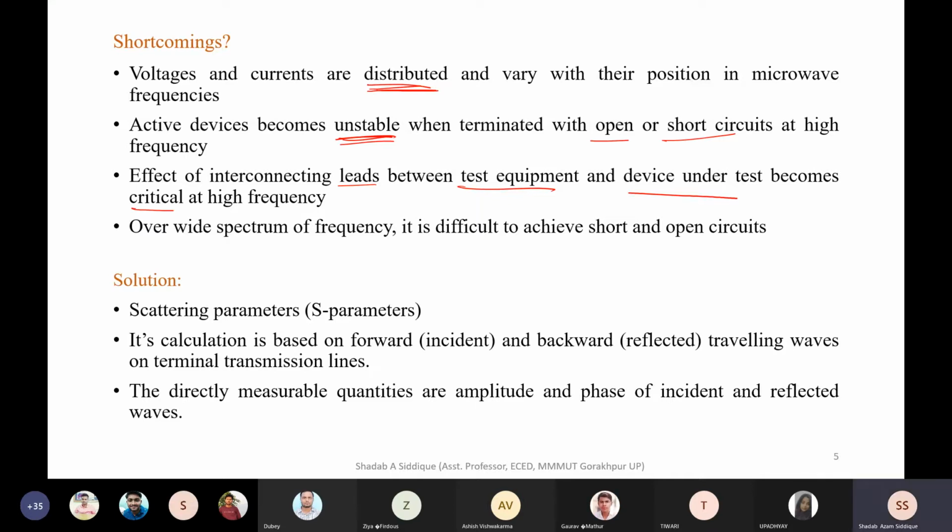Audible, sir? Yeah, okay. So there was an interruption. Okay.